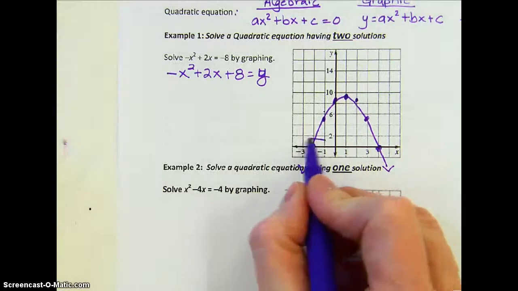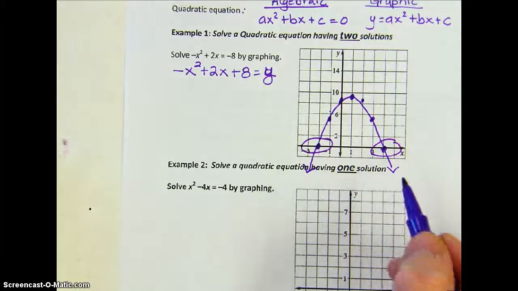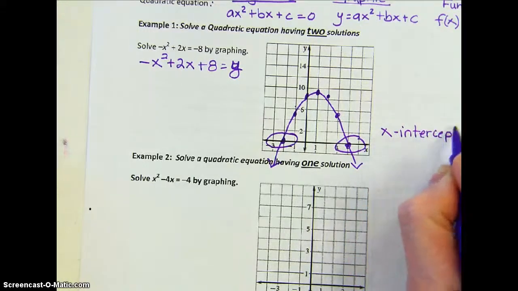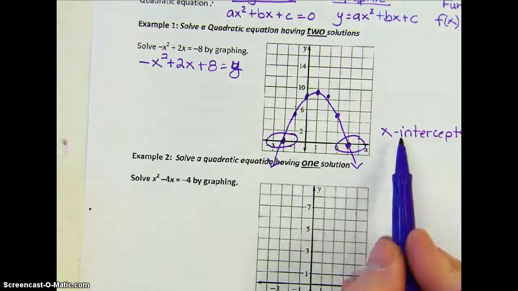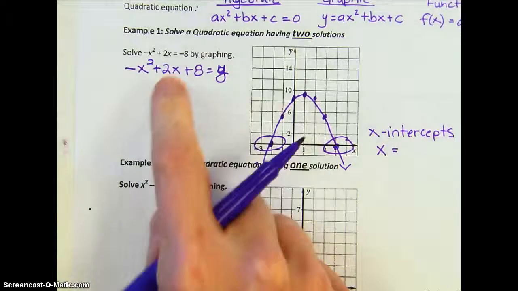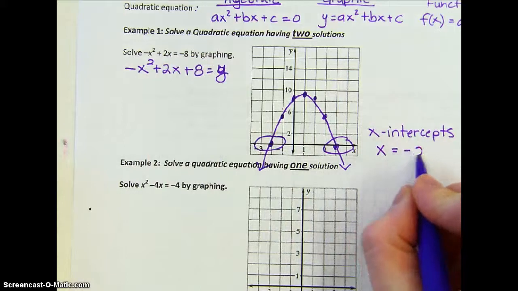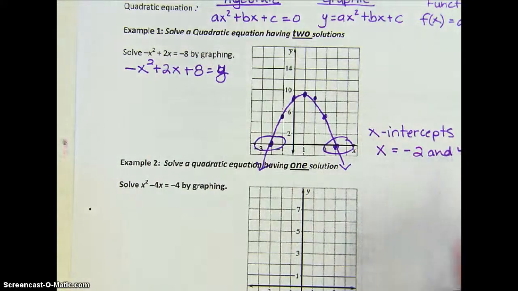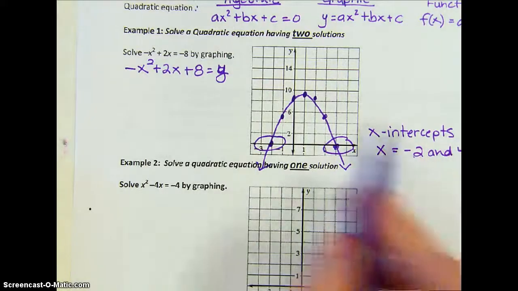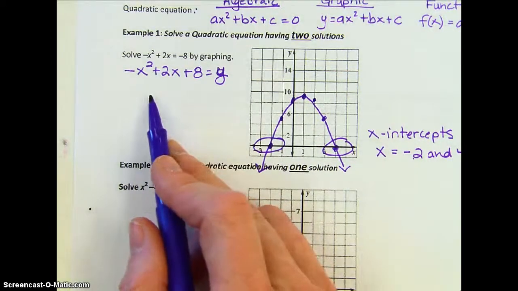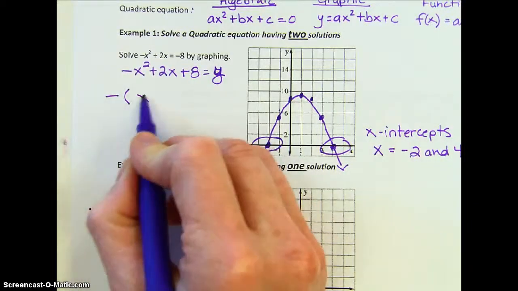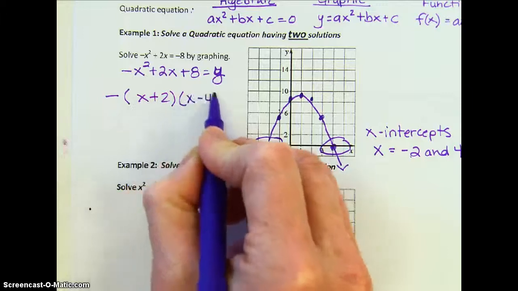Now, please notice these are the most important things we're looking for today because those are our x-intercepts. From previous lessons, you should know x-intercepts are the solutions to the equation. So the solutions to this will be negative 2 and 4. Now, remember the significance of those. If that's negative 2 and 4, then I know this equation will factor, and we could have factored this. I'm going to take the negative out, and it's going to be x plus 2 and x minus 4 equal to 0.